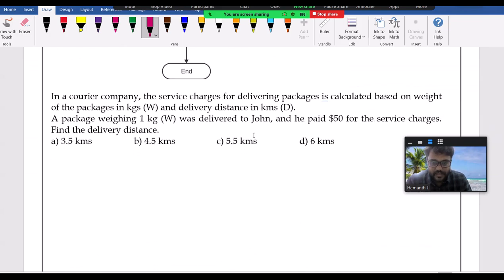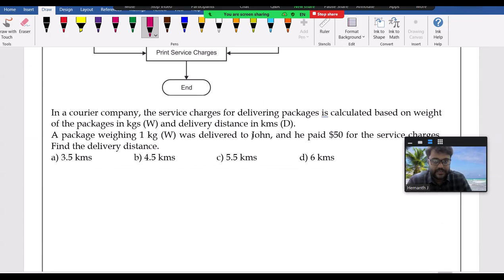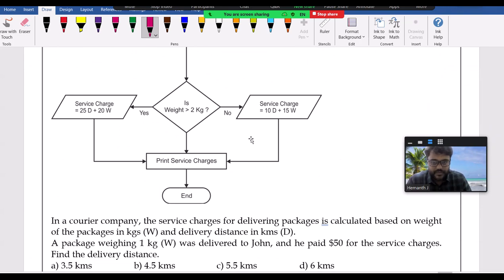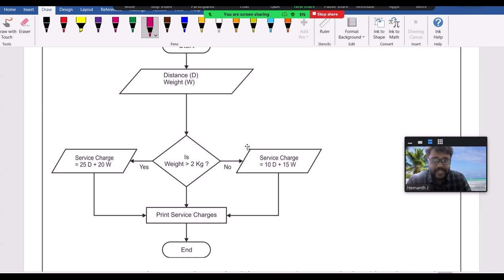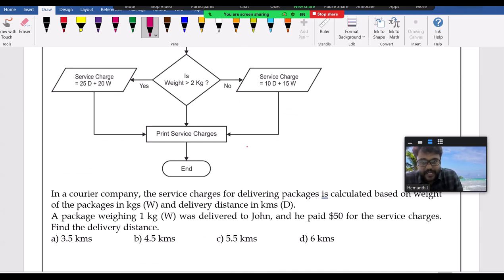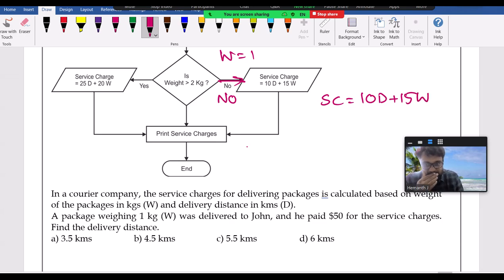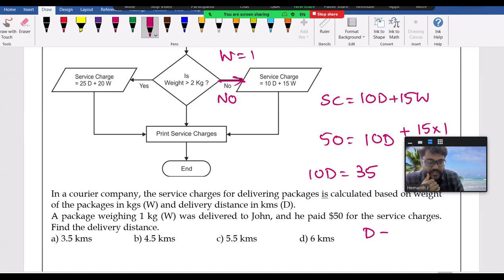Next question, probably the last one in flowchart. So here, packing cost, weighing cost is 1 kg, greater than 2, no. Then service charge will be decided as 10D plus 15W. D is distance. Here the service charge is 50 rupees. You need to calculate what distance. Okay, weight is one value. So 10 times of distance is 35. Distance will be 3.5 kilometers.